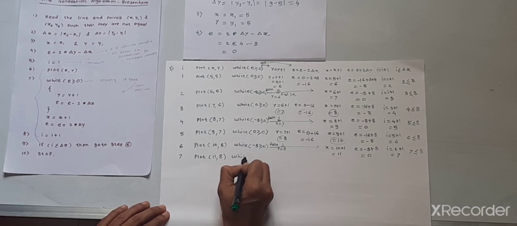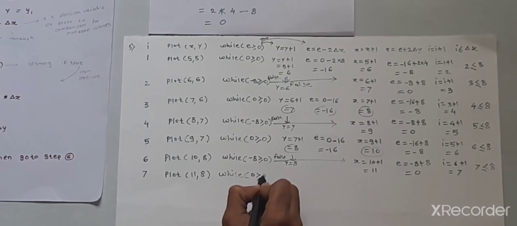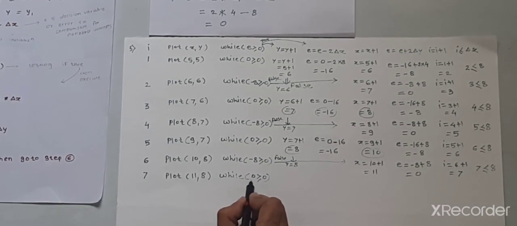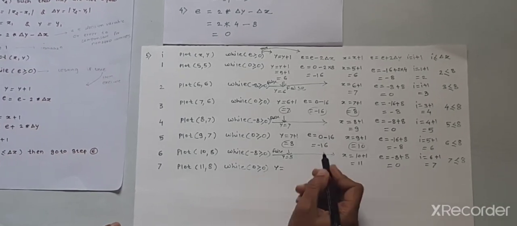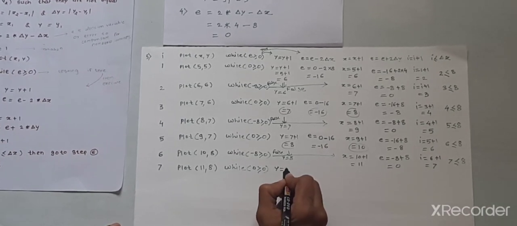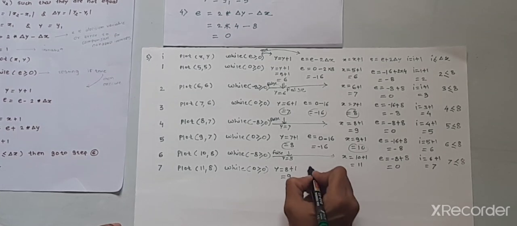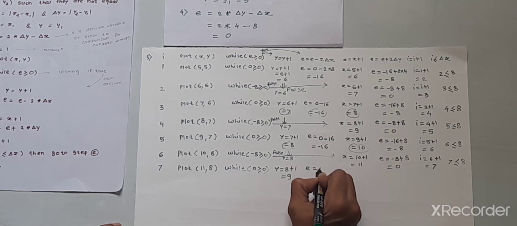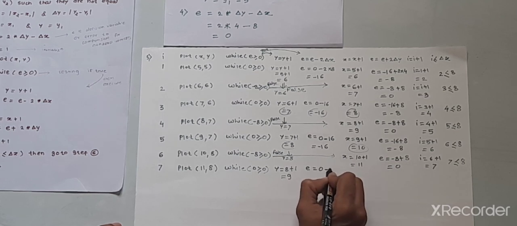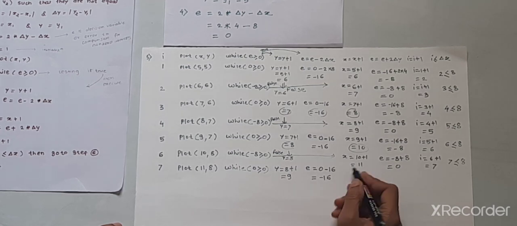Testing the while condition. E value is 0, greater than or equal to 0. As it is equal to, that's why this loop is going to execute. Y is equal to Y plus 1. What is the value of Y in the last step? 8, so plus 1, the answer will be 9. E is equal to E minus 2 delta X. So E value is 0, minus 2 delta X is nothing but 16. So the answer will be minus 16.